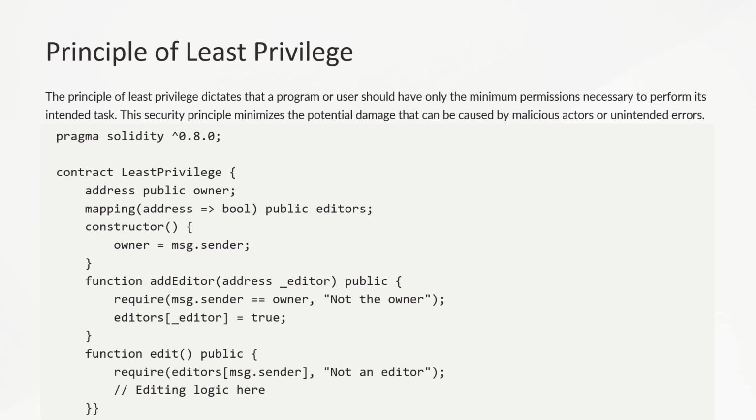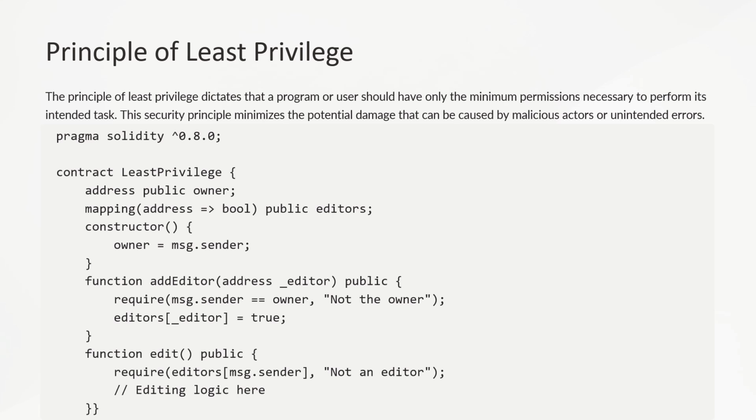The addEditor function allows the owner to grant editing privileges to other addresses. It takes an address editor as input and adds it to the editor's mapping with the value set to true. However, it includes a require statement to ensure that only the owner can add editors, preventing unauthorized changes to the list of editors. The edit function represents the logic of editing operations. It verifies if the address calling this function is registered as an editor by checking the editor's mapping. If the caller is not an editor, the function will revert with an error message, "not an editor", preventing unauthorized editing.